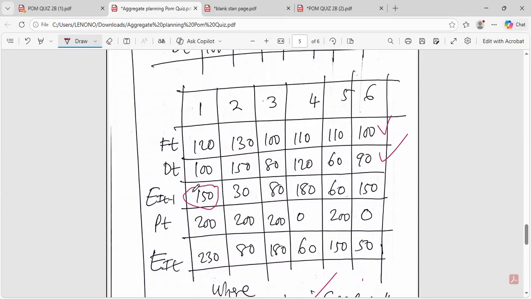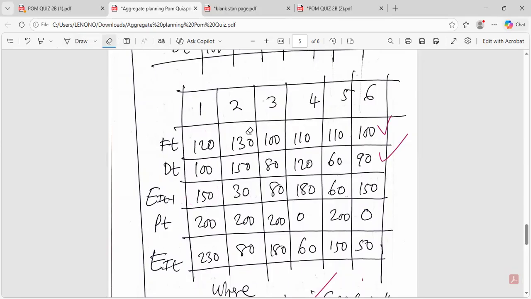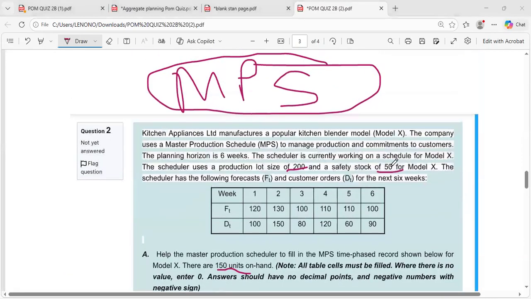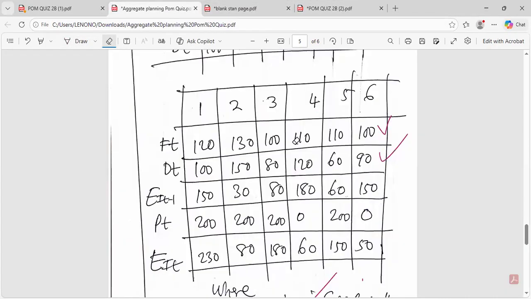150 to meet the demand of 120, yes, we can. But whatever we remain with should not be less than safety stock. Our safety stock is 50 units. So inventory should not fall below the safety stock. The safety stock in this period was 50, so inventory should not fall below 50. That's what it means. What you remain with should not fall below the 50.